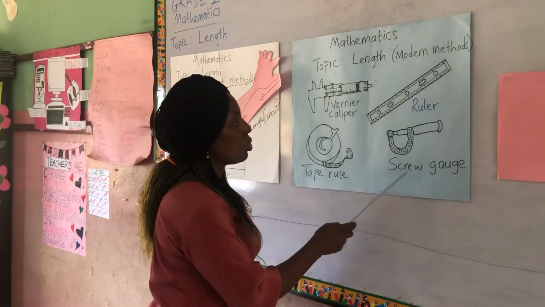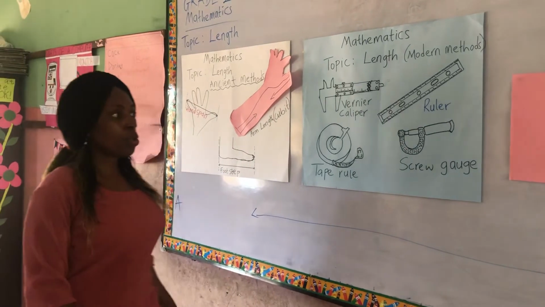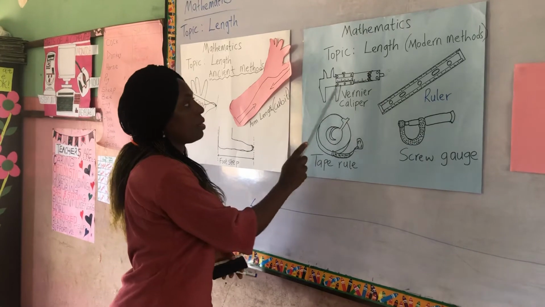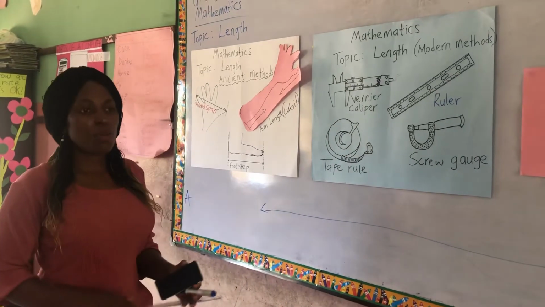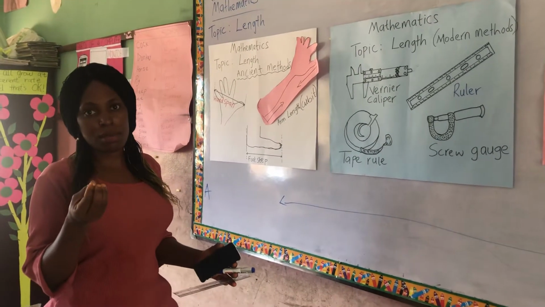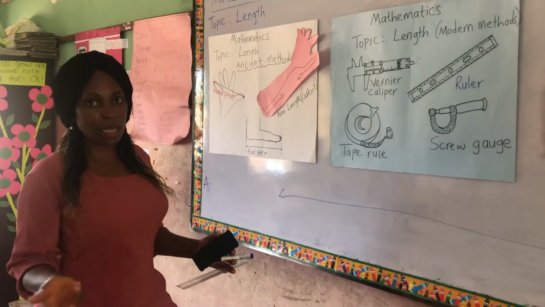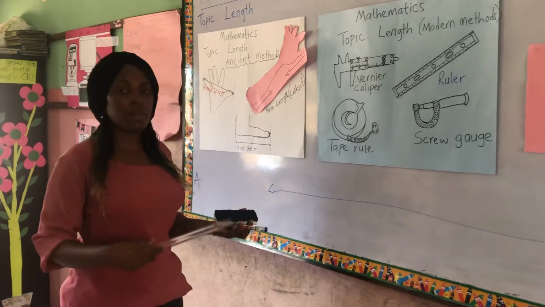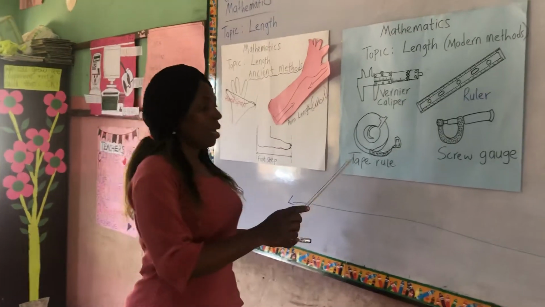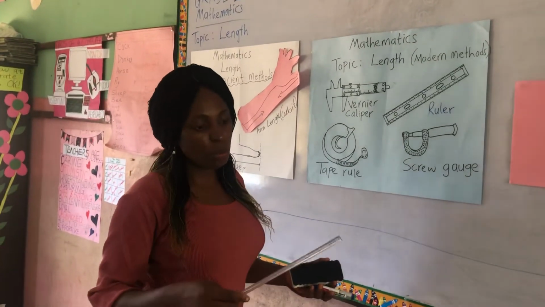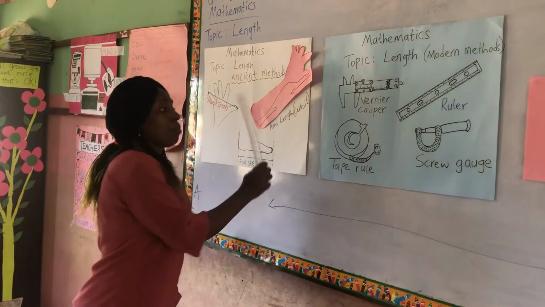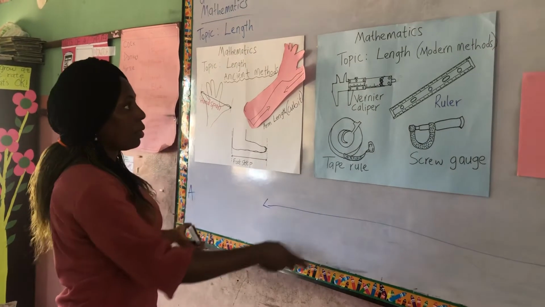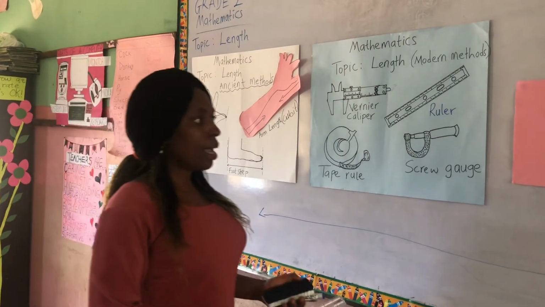And then there's a screw gauge. It's also used to measure. When you're measuring with the screw gauge and the vernier caliper, you measure very tiny lengths that go in millimeters. When you're using the tape rule, you have them in centimeter, and also the ruler, you measure in centimeter. The tape rule, you measure in meters. So these are the modern methods of measuring length.